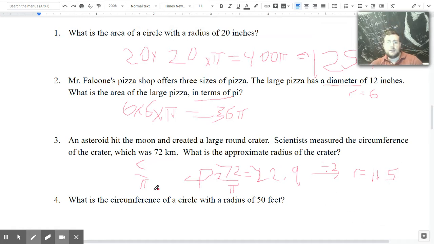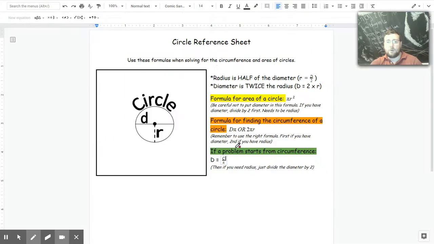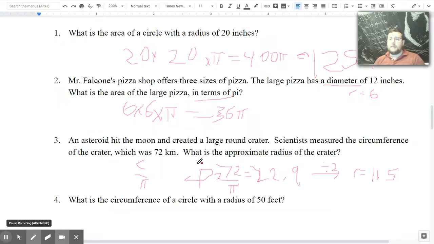All right. So remember, big hint. If a problem starts by giving you circumference, that's basically the formula that you have to use here. That last formula is the one that solves the problem. So this is a big hint. The first big hint is to be careful to put the radius in the actual area formula. And the second big hint is that if your problem starts with circumference, they want you to use this last formula to find a diameter and then maybe the radius from there.